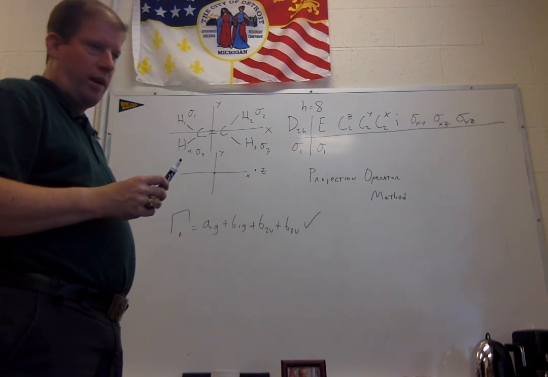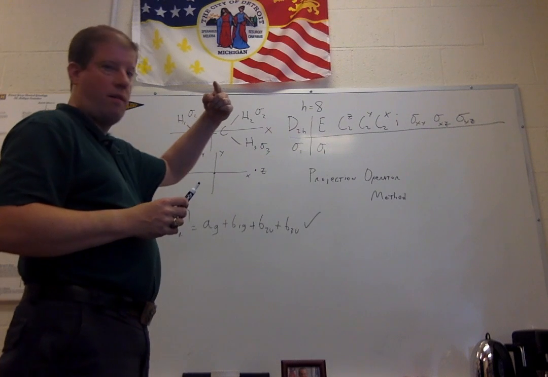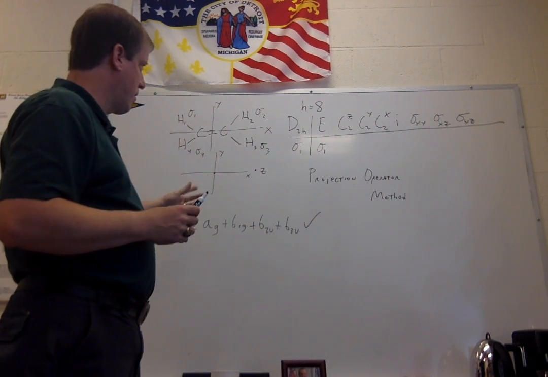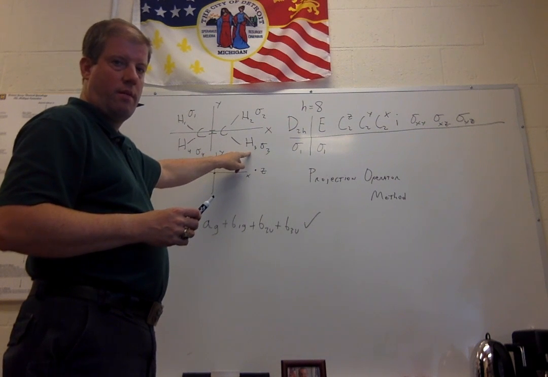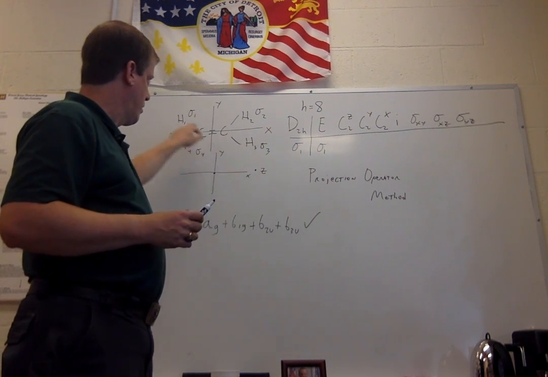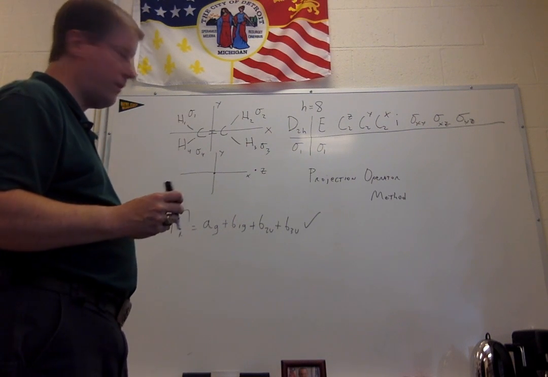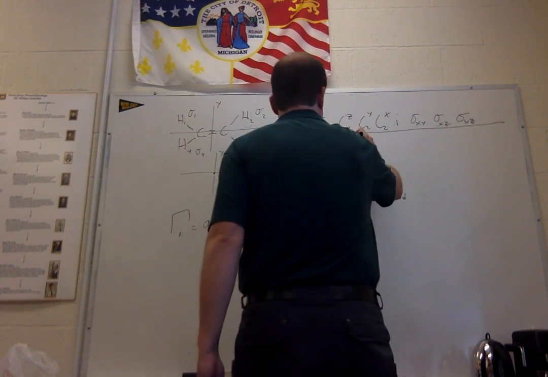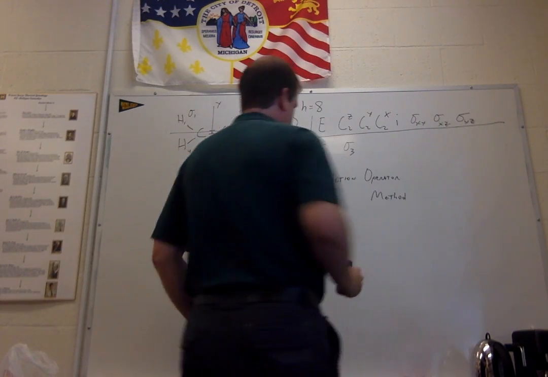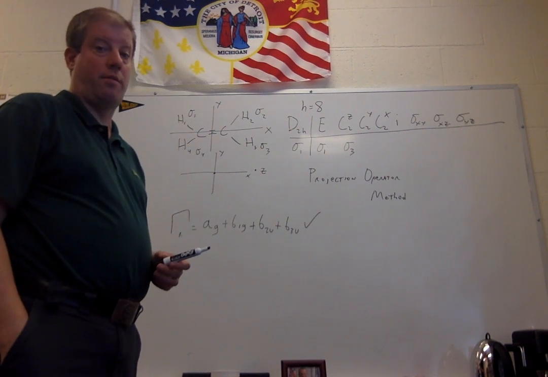Now, what happens if I rotate about the z-axis? Remember, that's the one coming out of here. It's twofold, so it's 180 degrees. And so we're going to go all the way over to here. So hydrogen 1 and hydrogen 3 change places. Likewise, sigma 1 and sigma 3 change places. So after that operation is complete, sigma 1 has transformed to sigma 3.